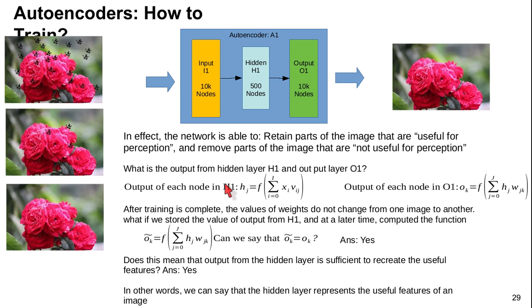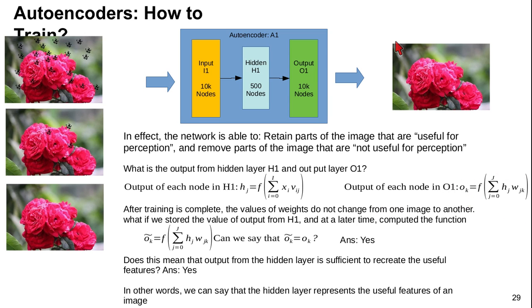Let's examine what is the output from the hidden layer and the output layer. The output of each node in the hidden layer H1, that is this layer, is given by this equation, where Vij are weights of the hidden layer. The output of each node in O1 is given by this equation.